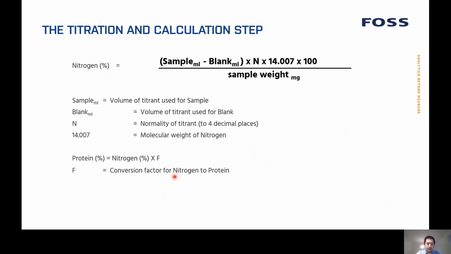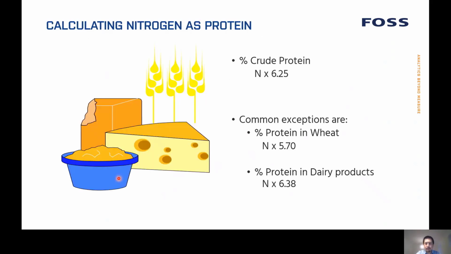And if you want to determine the protein content, there's a formula also. You just times the factor. The factor used is very typical in all the literature, and you can find this factor. For the crude protein, the factor is 6.25. So you just use nitrogen content times 6.25 to get the number.